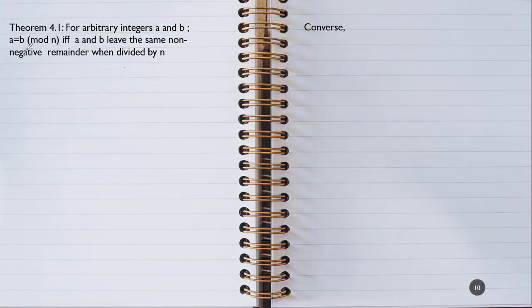So I need to prove both directions. That is, to show that if a is congruent to b mod n, then a and b leave the same remainder. And the next part is, if a and b leave the same remainder, then a is congruent to b mod n. I will go first by considering a is congruent to b mod n.